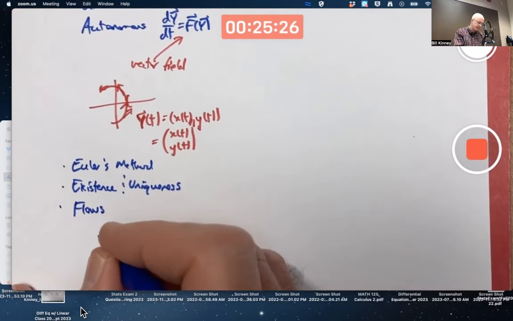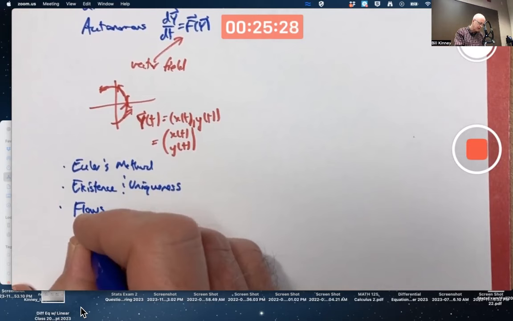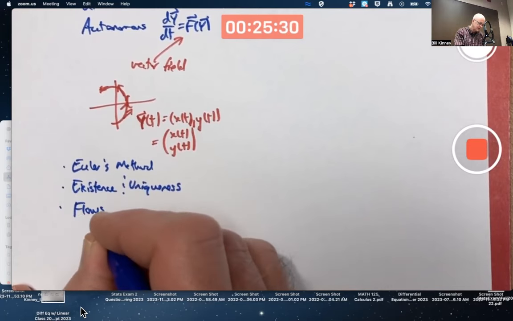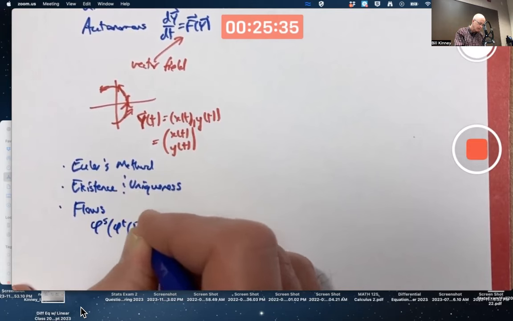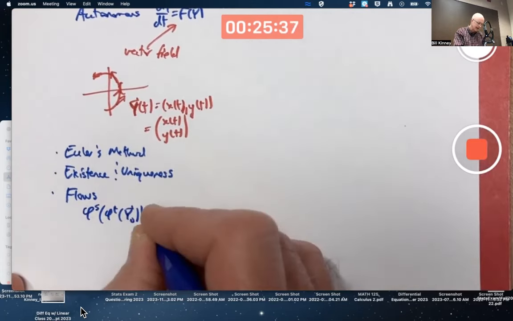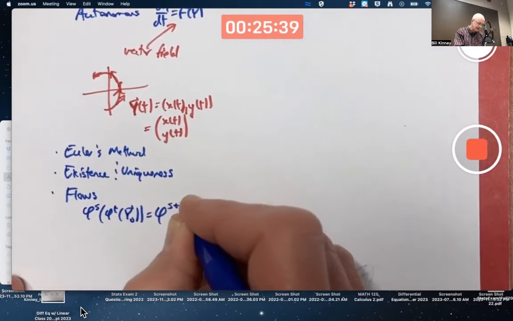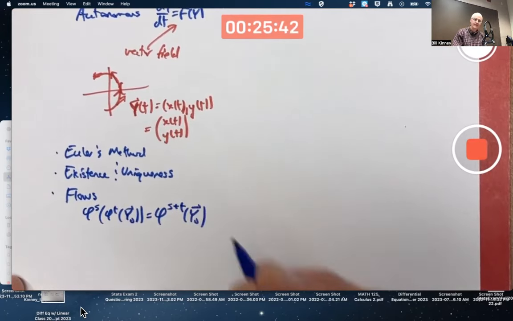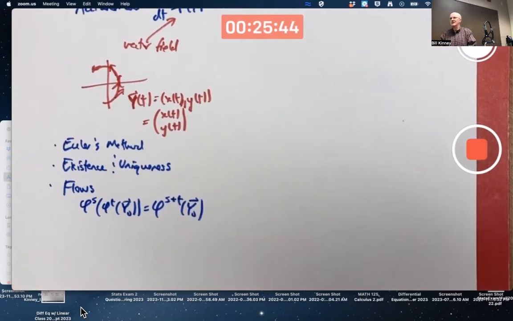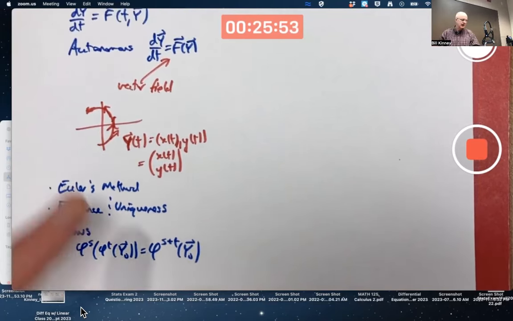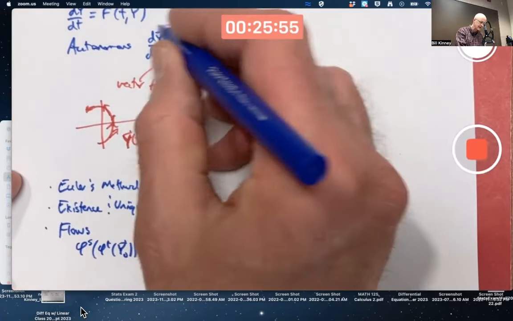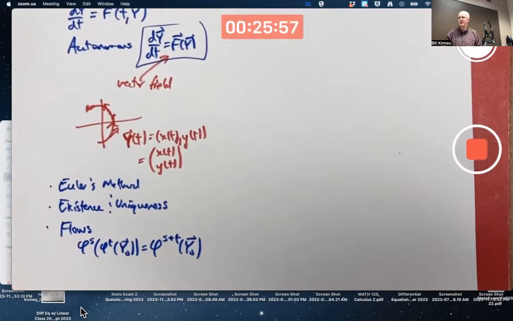The key property being the flow property that when you compose two flows like this, where y naught is your initial condition, you can add the numbers s and t. That was most relevant for us with linear systems in chapter 3. I'll come back to that. But it is still true that this works for nonlinear systems as long as your differential equation is autonomous. It doesn't work like this with non-autonomous equations.